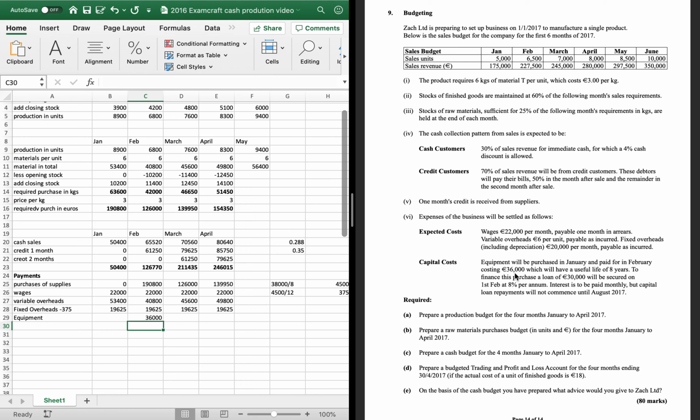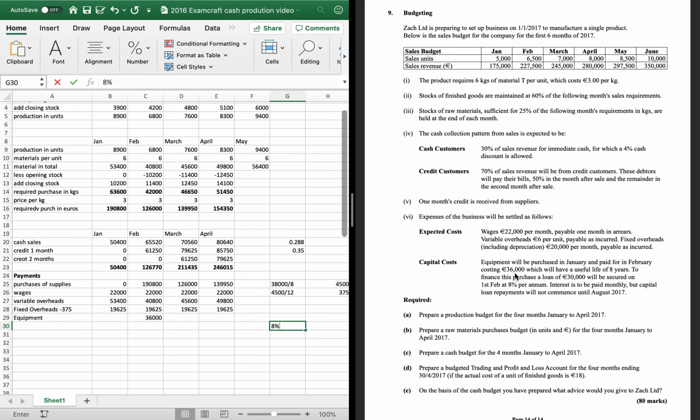To finance it, you got a loan of 30,000, which is secured on the 1st of February. So you don't have the loan in January, you have it in February at 8% per annum. Interest will be paid monthly, but capital repayments don't start until August. So you don't have to worry about loan repayments. We just have to worry about what the interest is. So that's 8% per year.